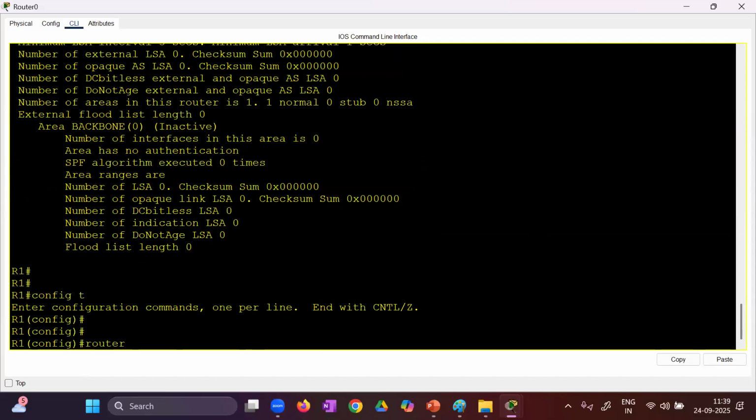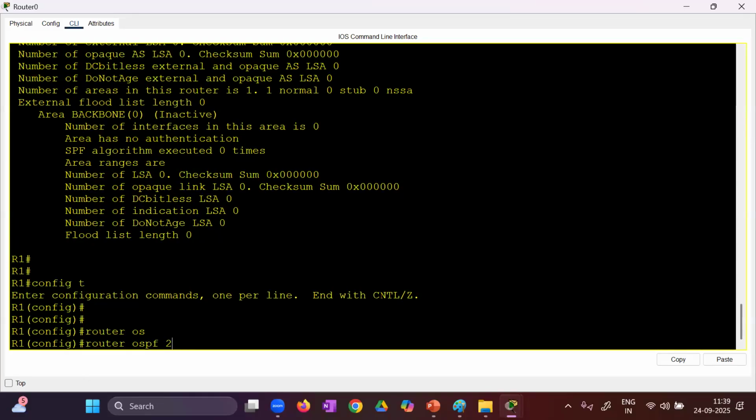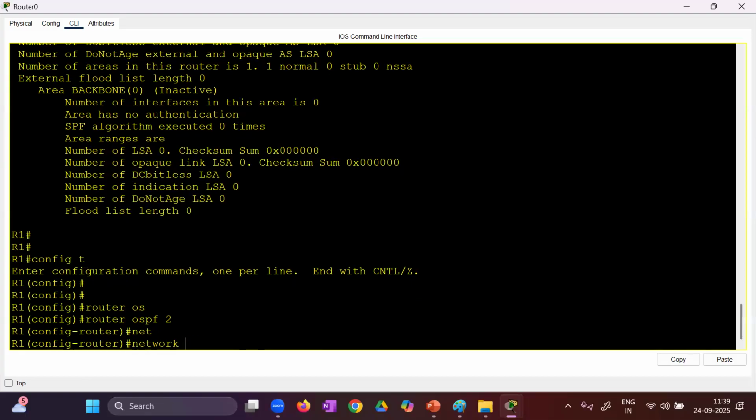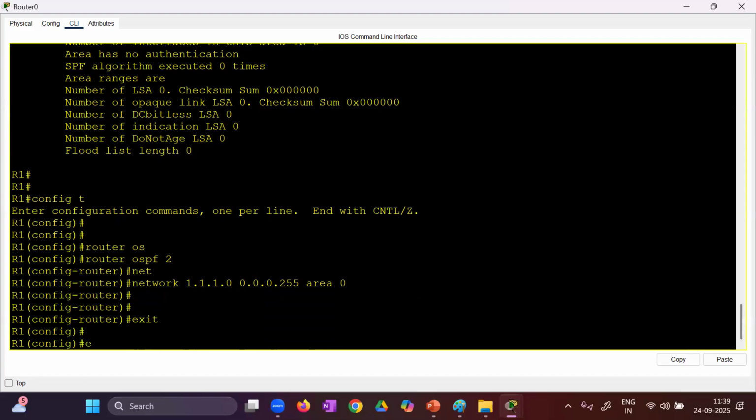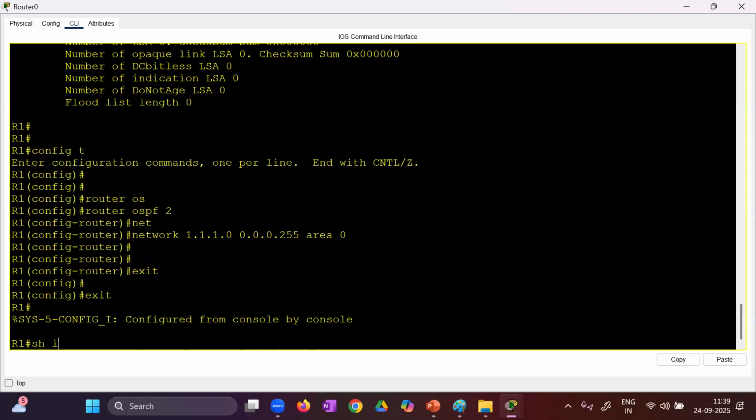Next, again you do config to come to config space T. Give your router OSPF, this time 2. Process ID, the second I'm running. Network is 1.1.1.0 0.0.0.0. Area is same. Done. Show IP OSPF.